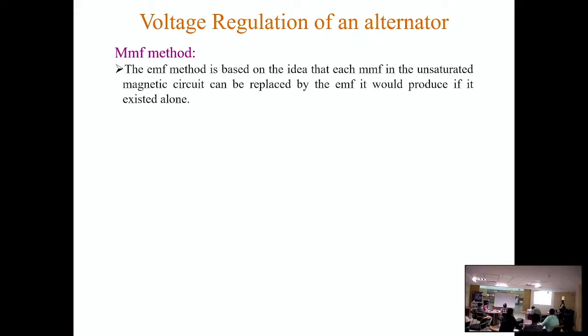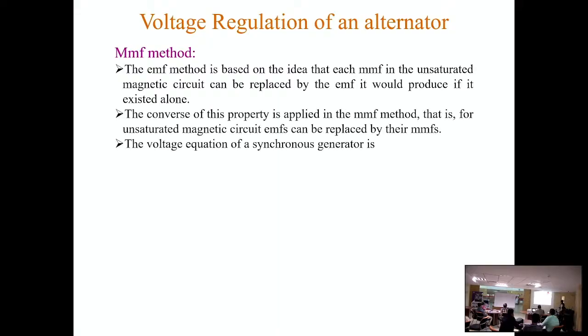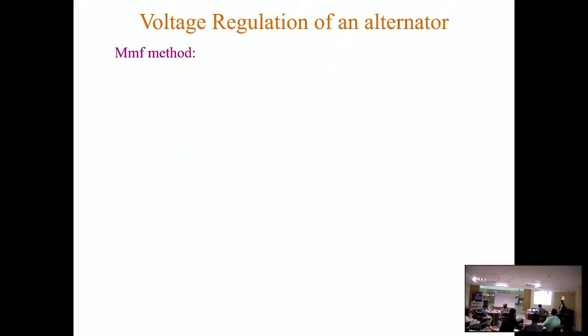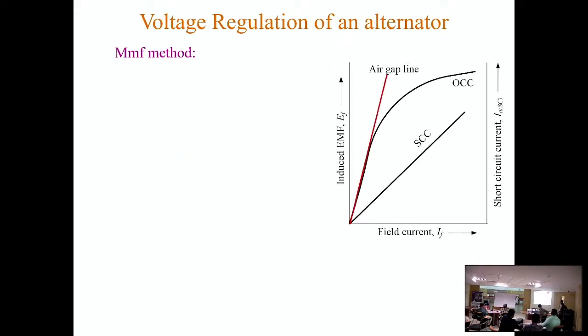Here all the EMFs will be converted into its equivalent MMF. Okay. So how we can do that? So first of all, this is the voltage equation, KVL equation for synchronous generator, and from there we can split this XS into two components. One is leakage reactance, another is armature reaction reactance, and this is the OCC and SCC and the air gap line. So here slope of this air gap line is actually EF by IF.